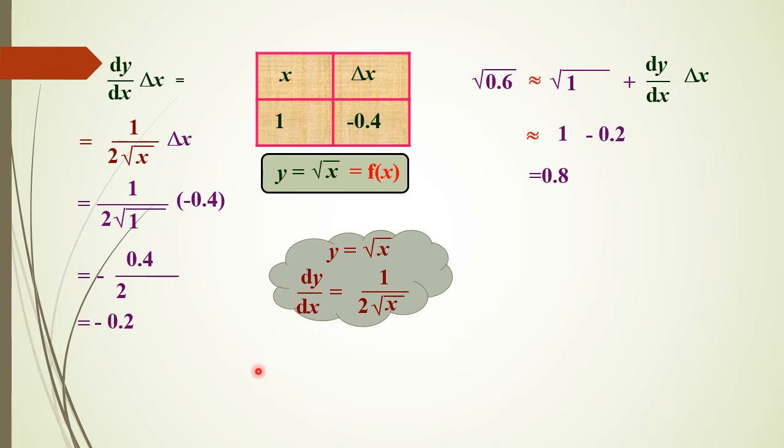Afterwards, come back to the given terms: root 0.6 equal to root 1 plus dy by dx into delta x. Its full value we know very well, it is minus 0.2. Adding 1 and minus 0.2, we get 0.8, which is the approximate value of root 0.6.